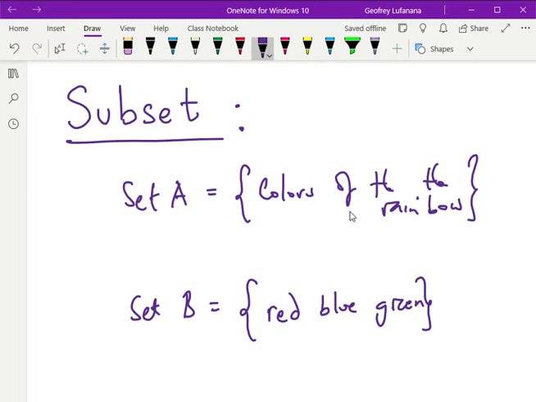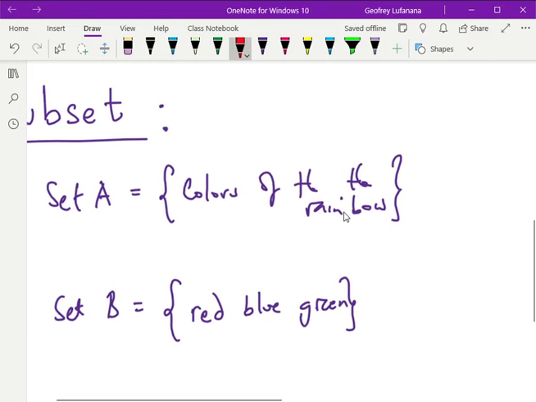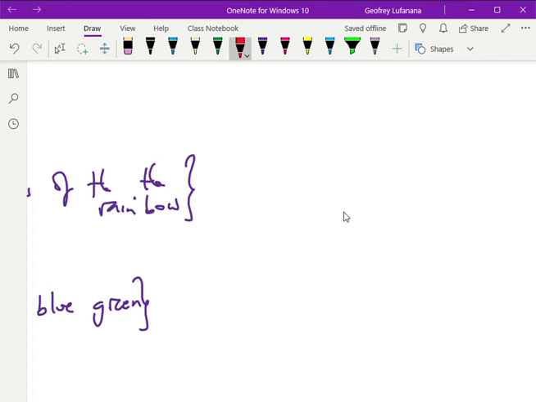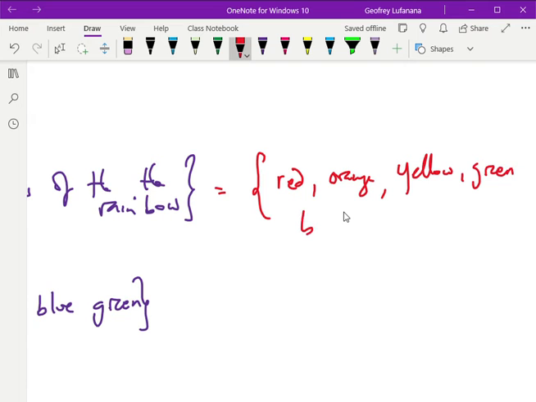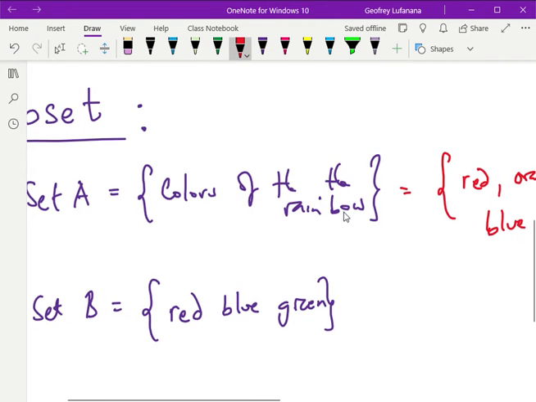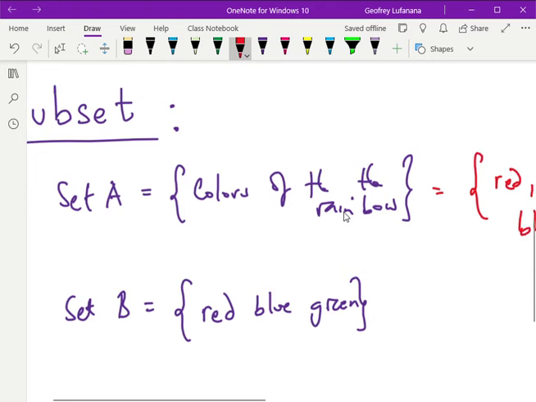Now, let's list the members of set A so that we can realize what elements are making up set A. Colors of the rainbow: red, orange, yellow, green, blue, indigo, and violet.